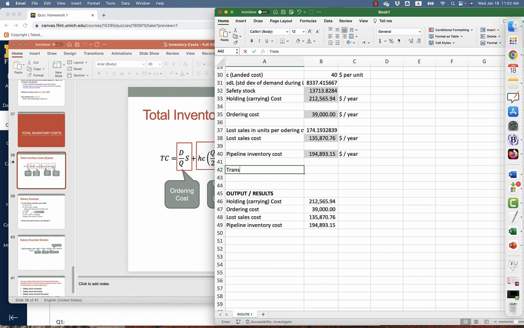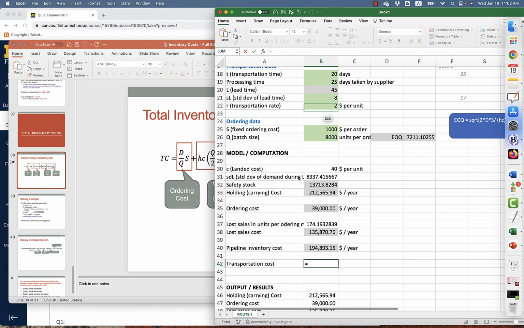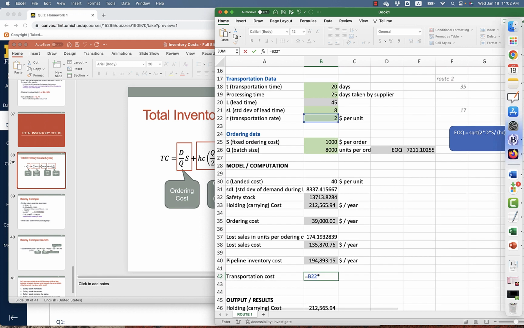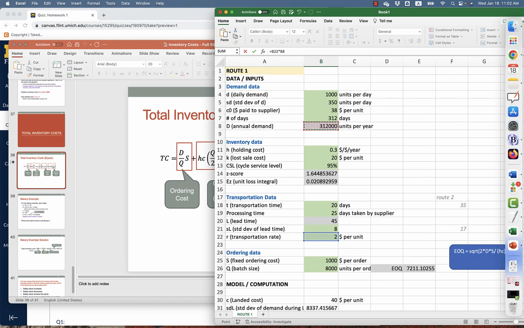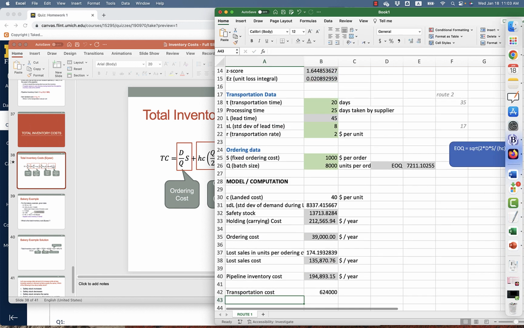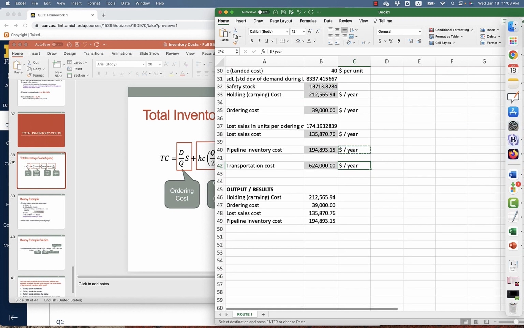The last cost left is transportation cost, which is really easy. Each pair costs me $2 to transport. And how many pairs do I buy in a year? I buy capital D pairs in a year. So that is my transportation cost. And I can move it down here as well, and then just copy this all over. Everything is dollars per year.